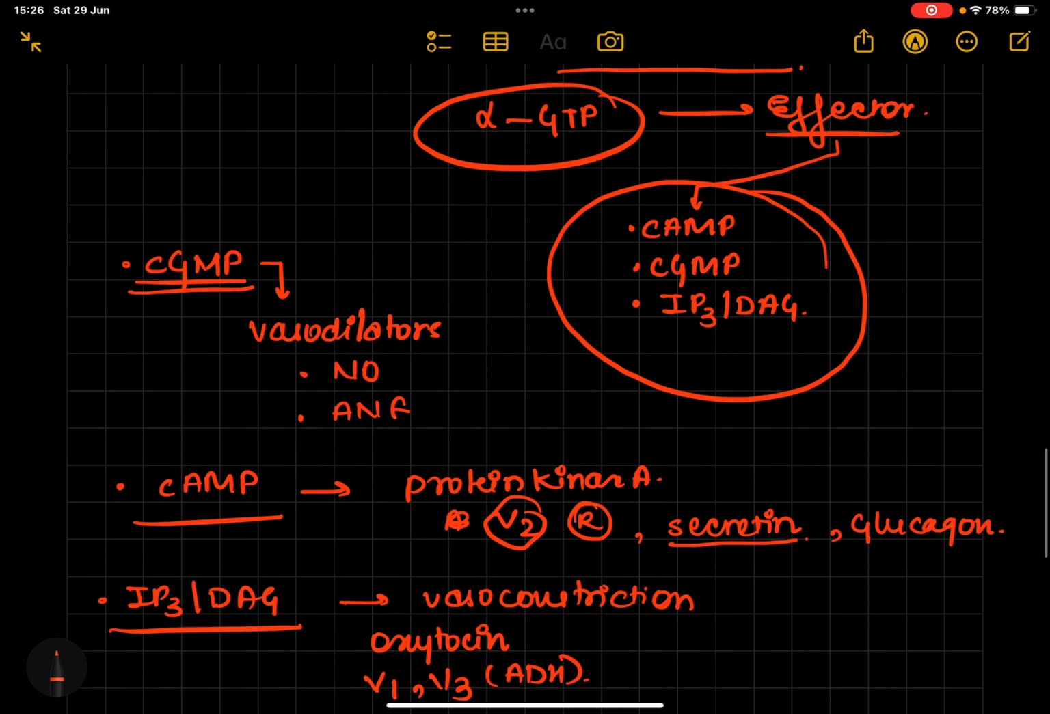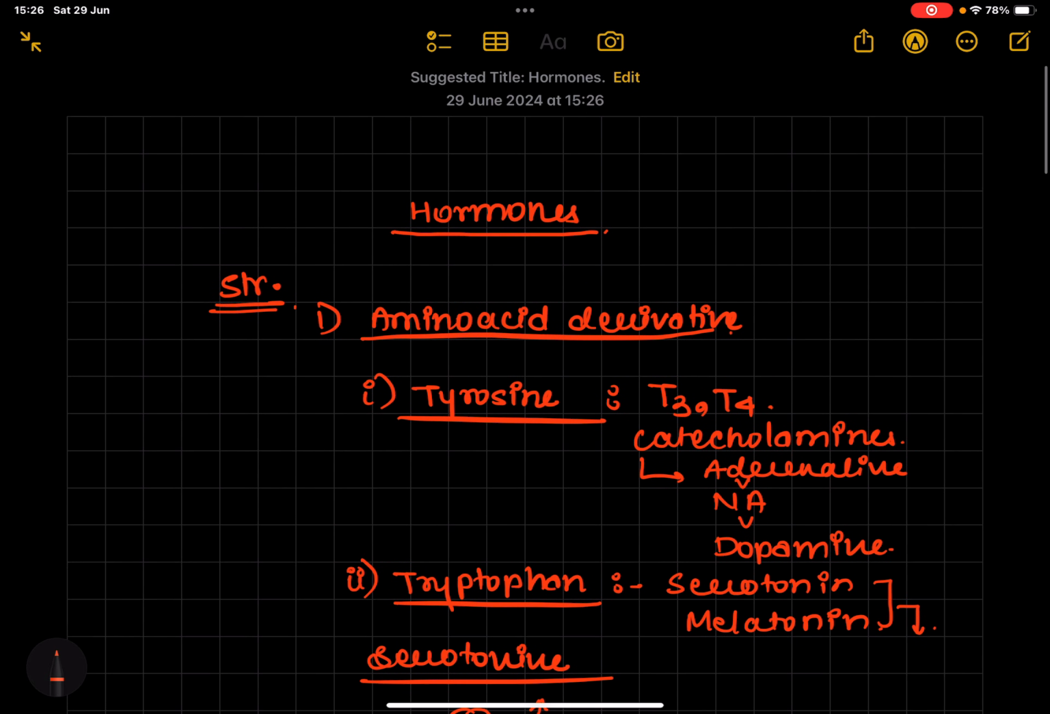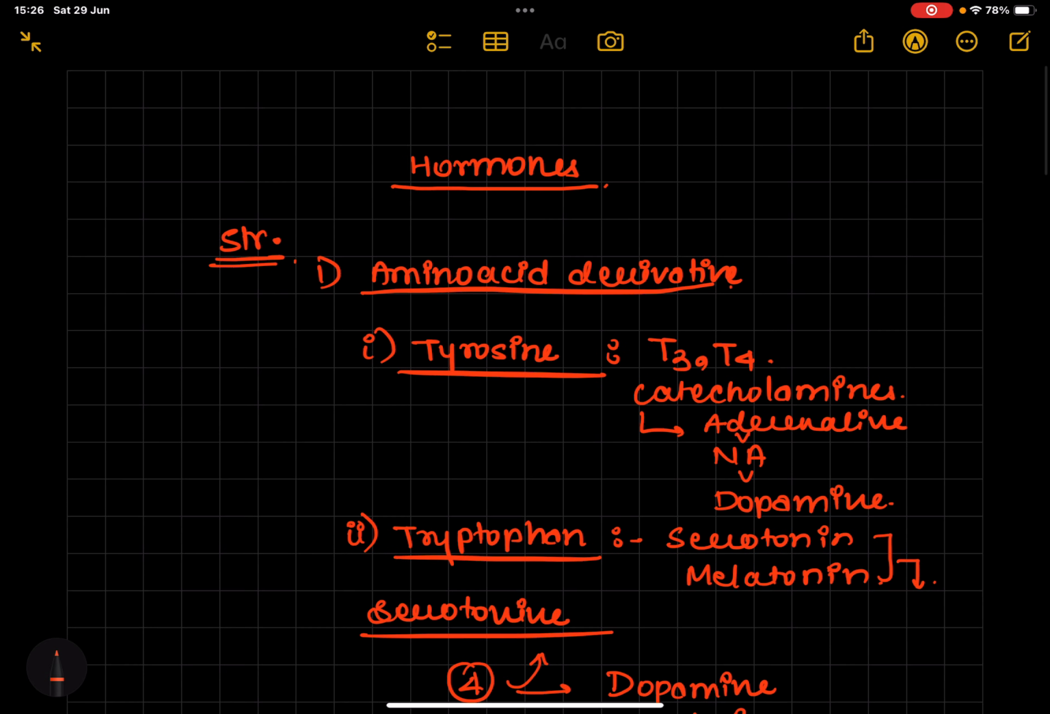So this is all about the hormones that we have to study, their structures, their classification based on structure, and based on how they act, their mechanism of action. So these are the important questions that are mainly asked from this topic.